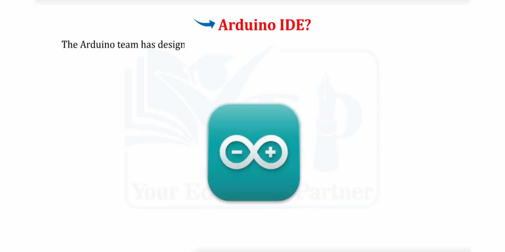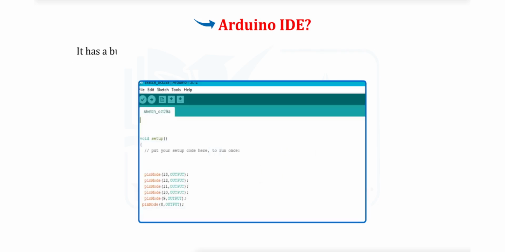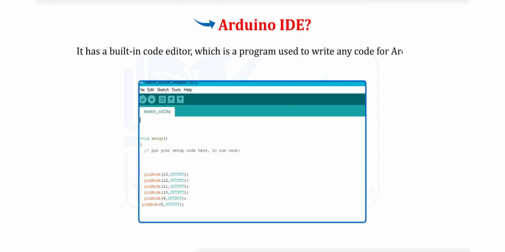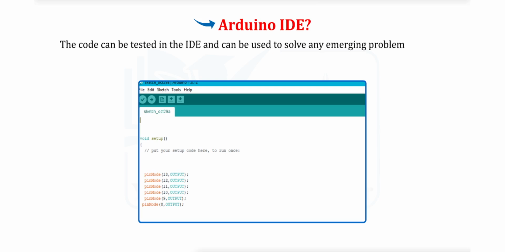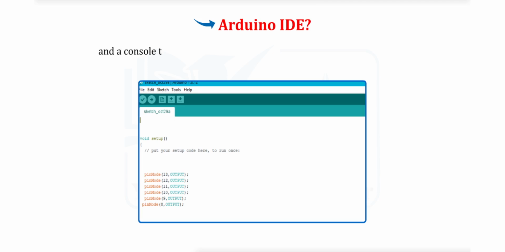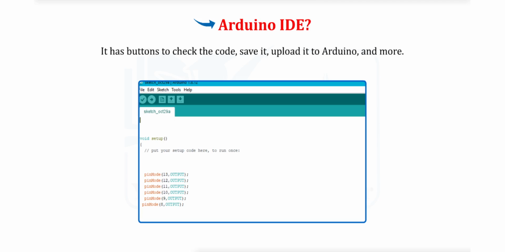Arduino IDE. The Arduino team has designed an IDE for use with their devices with all the features that one may need. It has a built-in code editor, which is a program used to write any code for Arduino. The code can be tested in the IDE and can be used to solve any emerging problem with the help of a message area that shows errors in the code and a console that provides more detail about the nature of these errors. It has buttons to check the code, save it, upload it to Arduino and more.